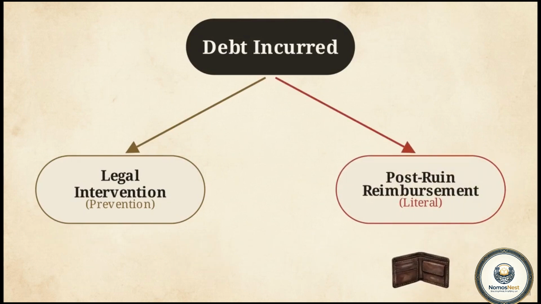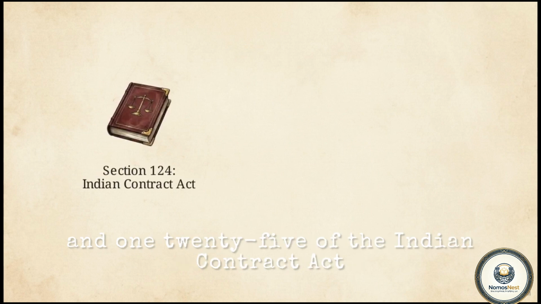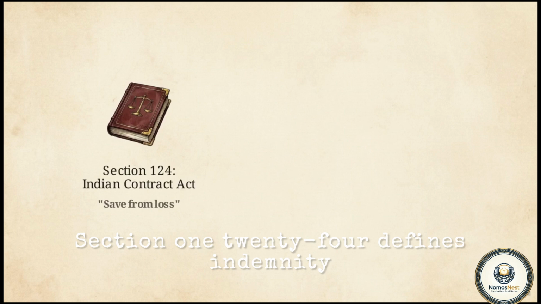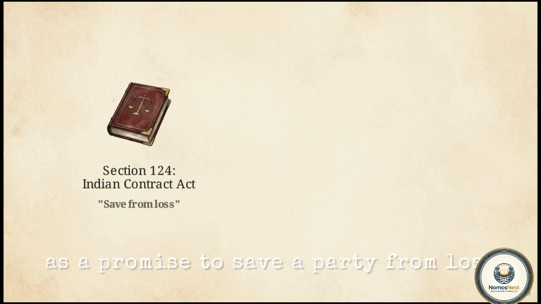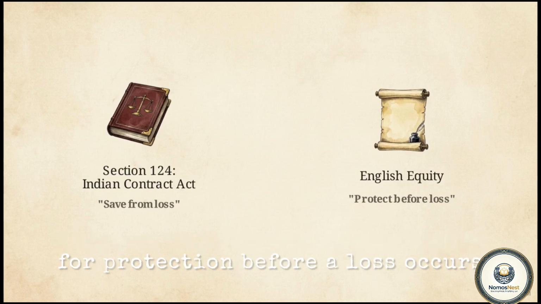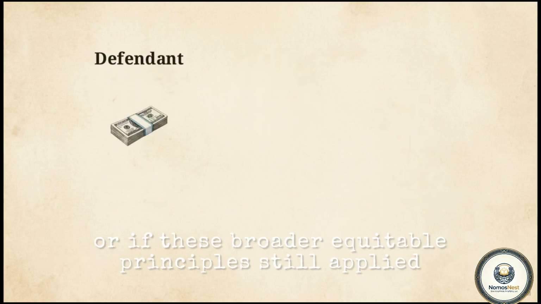The court looked first to Sections 124 and 125 of the Indian Contract Act. Section 124 defines indemnity as a promise to save a party from loss. However, English equity principles allow for protection before a loss occurs. Justice Chawla had to decide if the Indian statutes were exhaustive or if these broader equitable principles still applied.